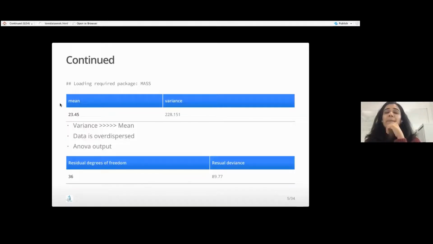But let's look at the data: is the mean actually equal to the variance? We calculate the mean and the variance: the mean is 23.45 and the variance is 28.151, which is not equal. The variance is greater than the mean, so we say that the data is over-dispersed. We want to confirm this with the ANOVA output as well, and we see that the residual deviance is much higher than the residual degrees of freedom, which again says that the data is over-dispersed.